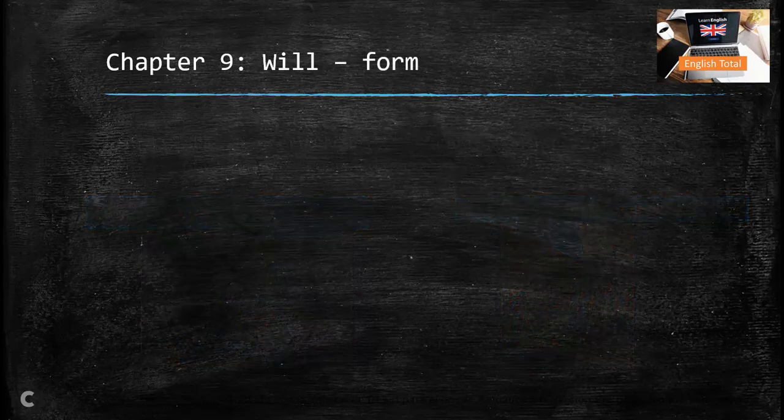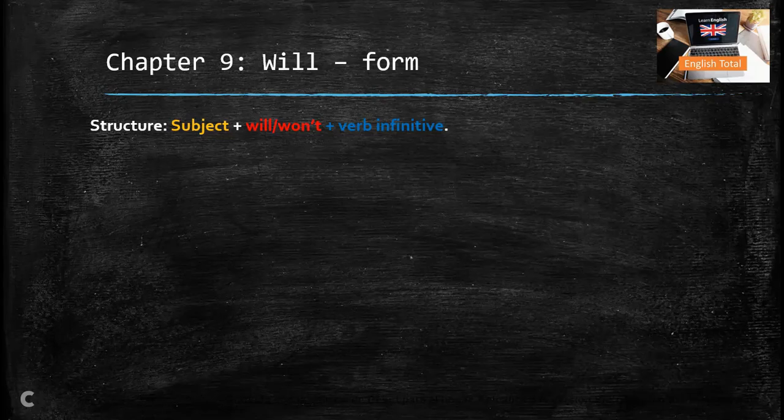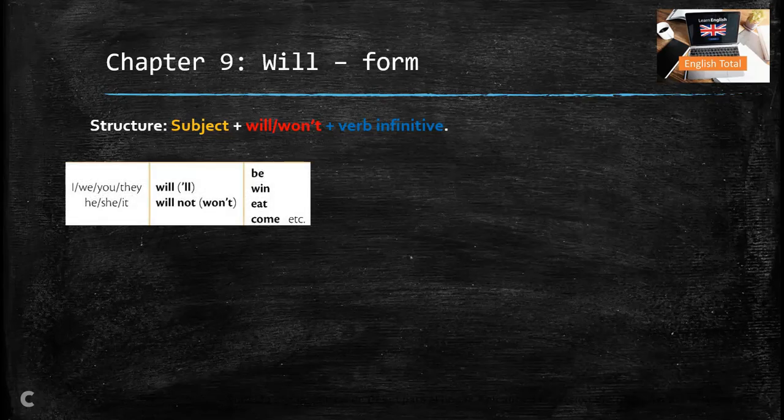Okay, so let's move on to the basic sentence structure. This is the basic structure for sentences using will. First, you have the subject of the sentence, followed by will or won't if the sentence is negative, and then the verb in infinitive form. Notice that you can use will with different subjects and pronouns, and the only difference between positive and negative sentences is the use of not after will, or the use of the contraction won't.